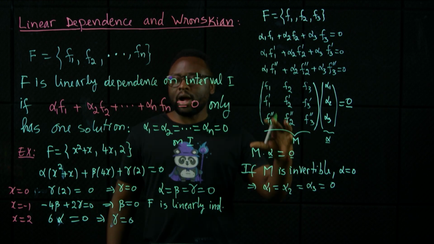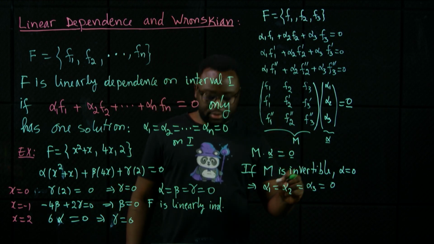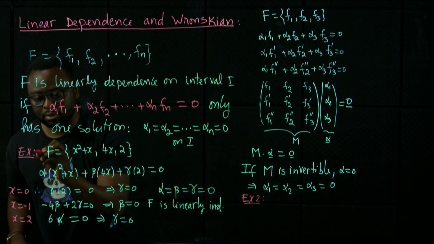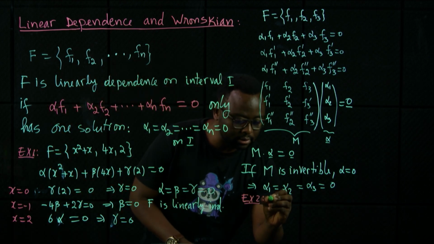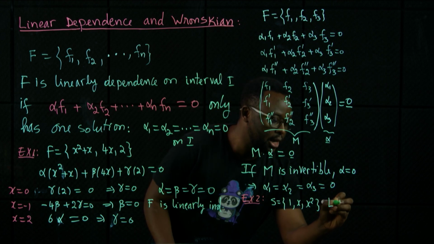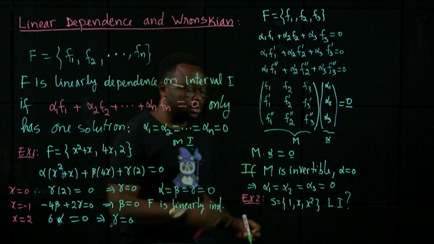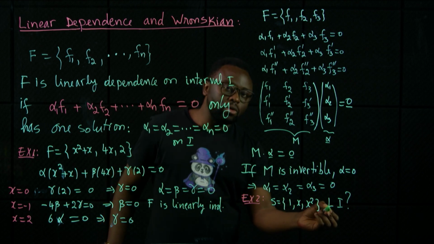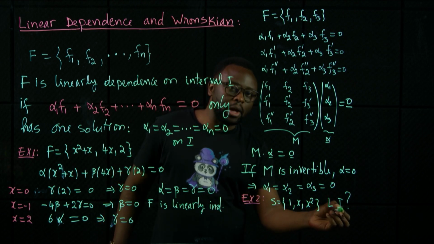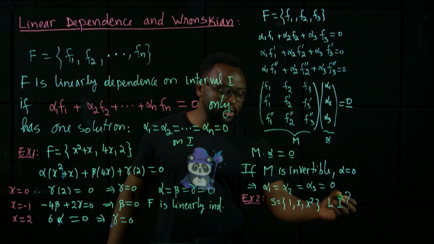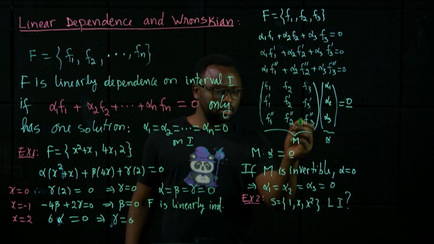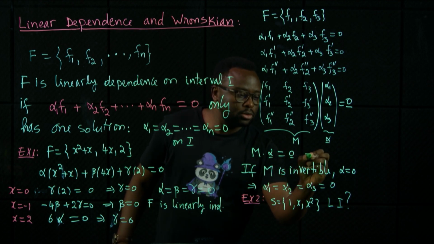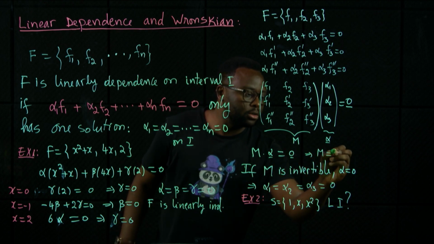Okay, with this in mind, let me take a quick example. Let's call this one example 2, so this was example 1. We want to show that the set is linearly independent on R. So as an example, we want to consider this set and show that this set is linearly independent on R. Our interval here is R. So we use this method. We want to define this M. This M is also called the Wronskian.